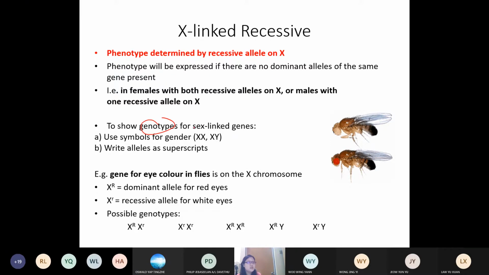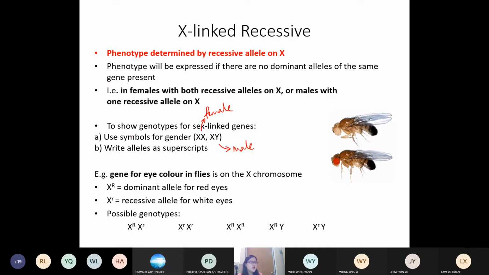Genotypes for sex-linked genes are special. This is a special part. The symbols for gender will be used. So XX is female and XY is male, unless it's told otherwise. Sometimes in a question, they will switch organism and say female is different, male is this. Then you follow the question. But unless they tell you, assume it's XX for female, XY for male.